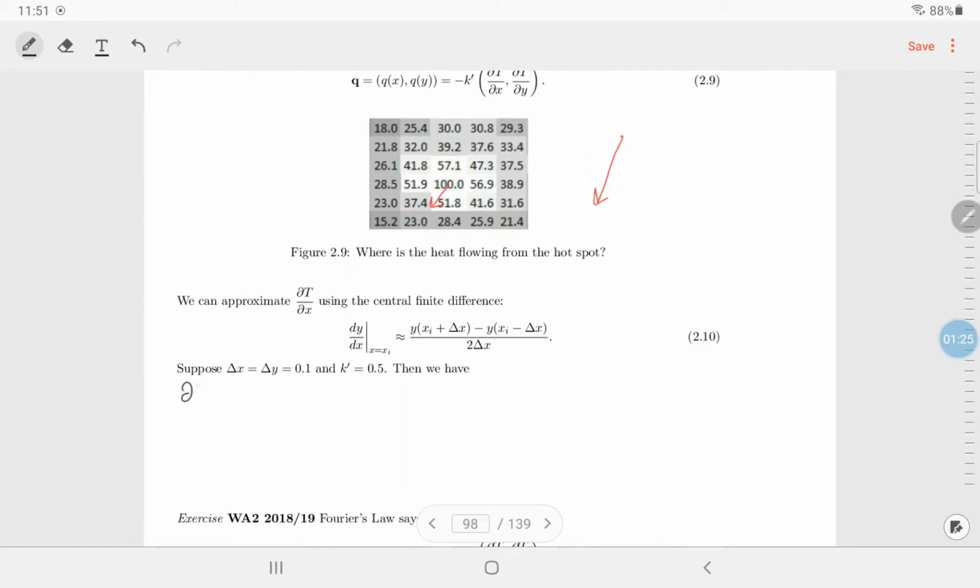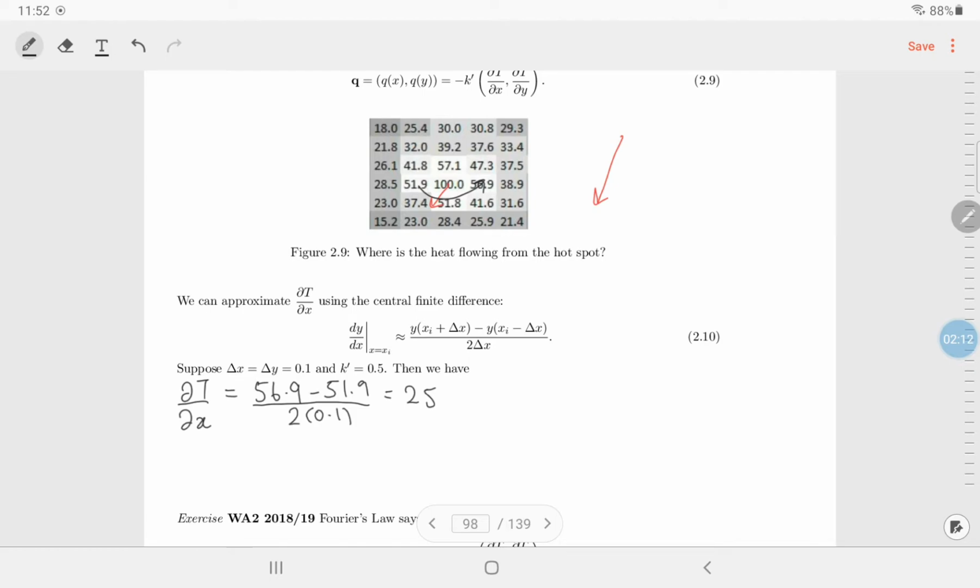So say temperature rate of change in the x direction. We're going across 100. So let's go from 51.9 to 56.9. Right? So the change in temperature is 56.9 minus 51.9, and that spans two delta x's, so that's over 2 times 0.1. And that's equal to, we'll calculate a number here, 56.9 minus 51.9 divided by 0.2, I get 25.